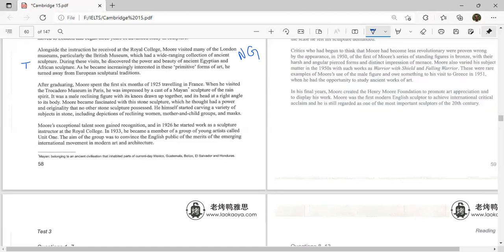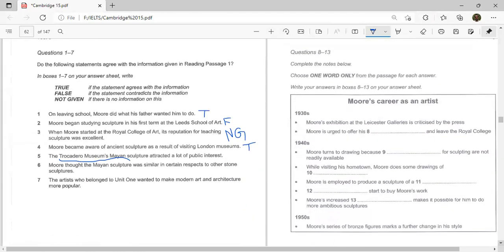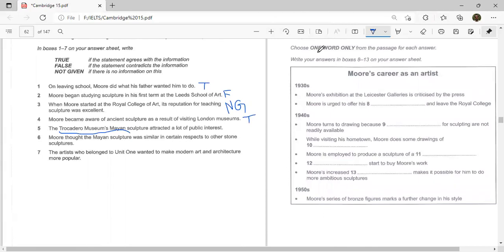Why are you confused? Take a look at the question again, and here you see that they have given a few things here, right? This is there, this is also there, right? And what about this one? Is it given? Attracted a lot of public interest here. No. This part is missing. This is not there. So the simple answer should be not given.